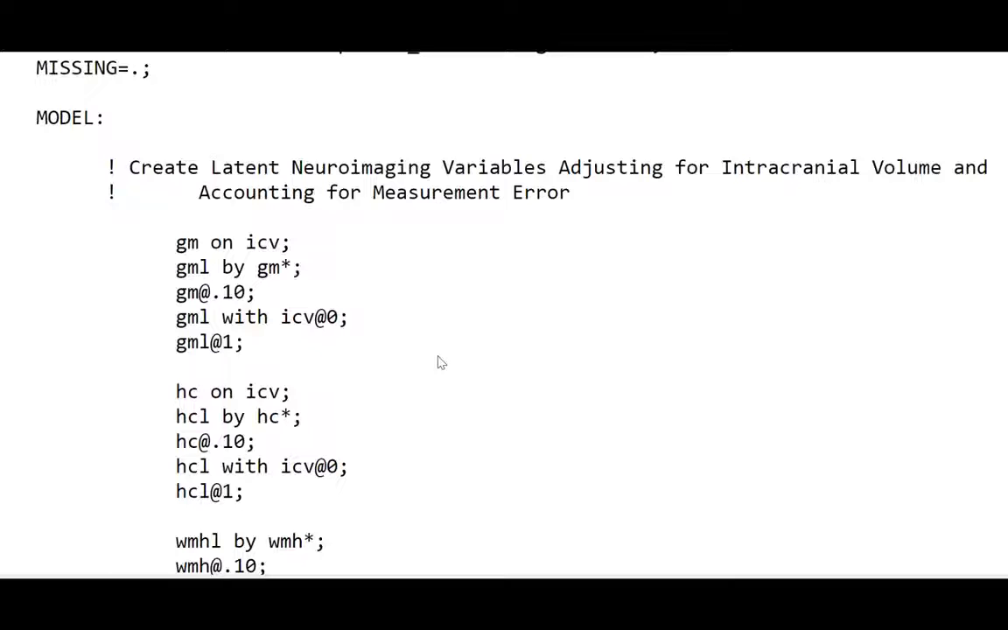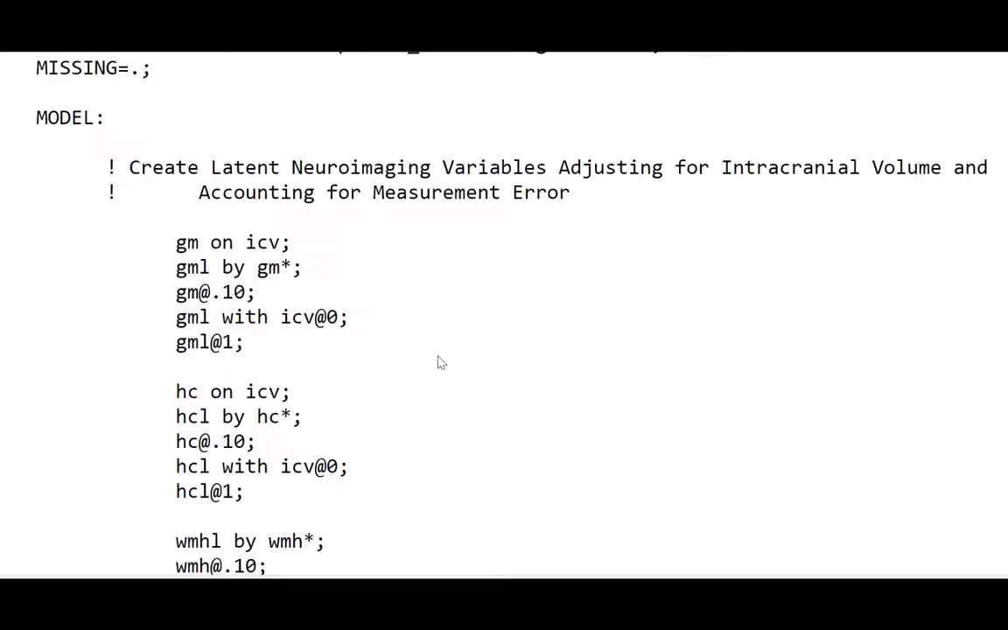Let's walk through some of the Mplus code for doing this. Here's where I'm residualizing the, in this case, total gray matter volume on intracranial volume, and capturing it as a latent variable. So this is just a regression equation. Gray matter is being regressed on ICV. Then there's a factor specification. Latent gray matter, GML, is indicated by observed gray matter. And I'm freely estimating the loading in this case.